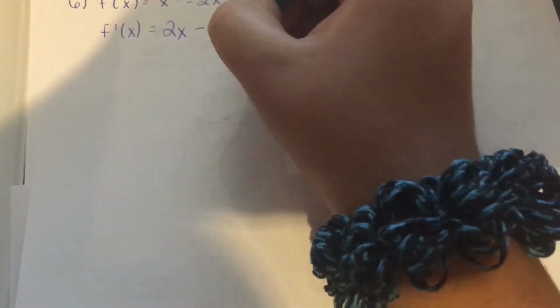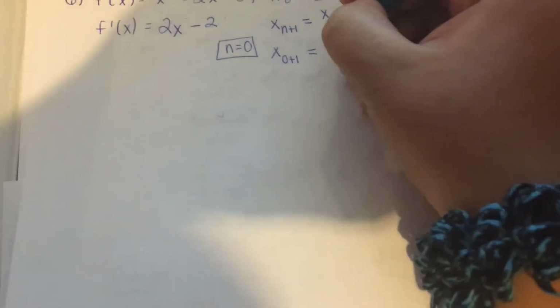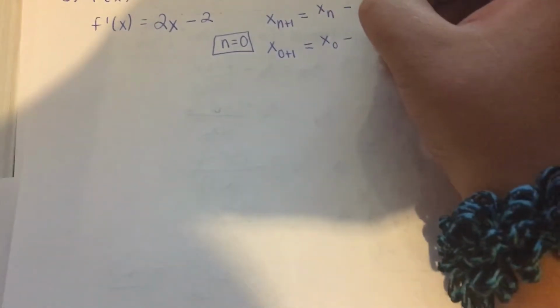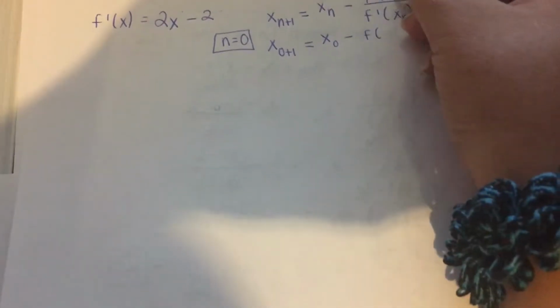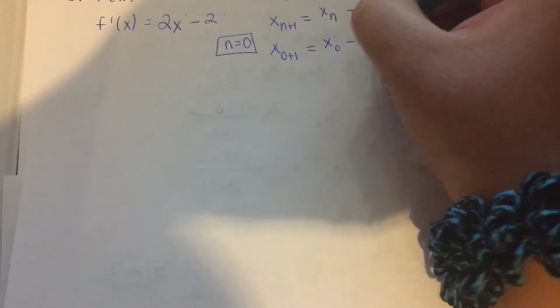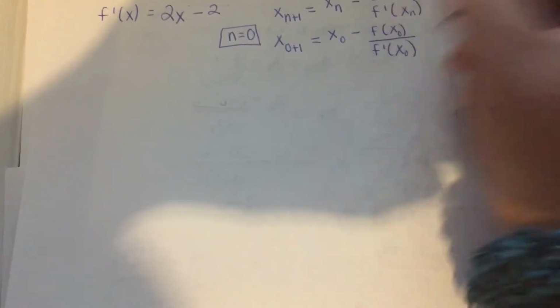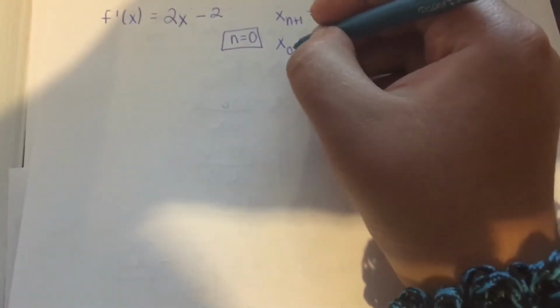Okay, so n is going to be 0, because that's what we start off with. So wherever we see an n, we're going to put a 0. So x sub 0 plus 1 is equal to x sub 0 minus f of x sub 0 over f prime of x sub 0. Where we see our n, that's just going to be 0. There we go. x sub 0 plus 1, that's just 1.